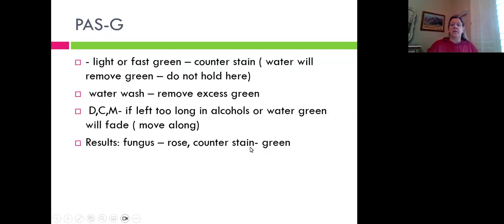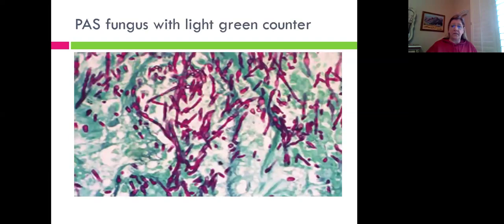So after you get it mounted, your fungus is going to be rose, and everything else is going to be green. So this is what it looks like. This is filamentous fungus. And so the fungus is this rosy pink color, and then everything else is going to be green.